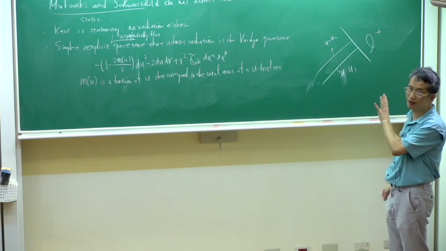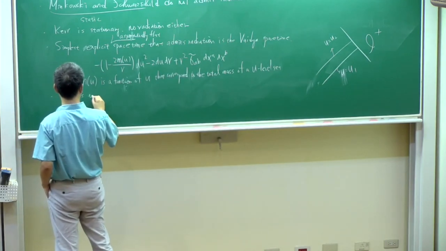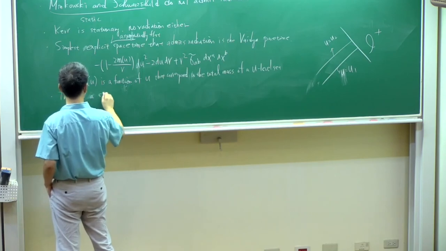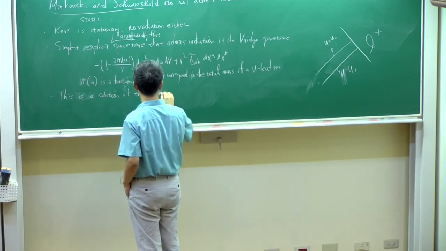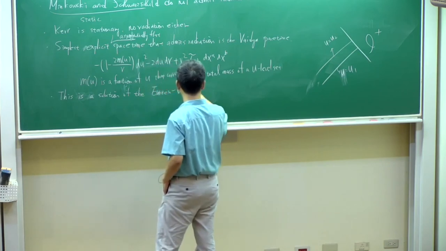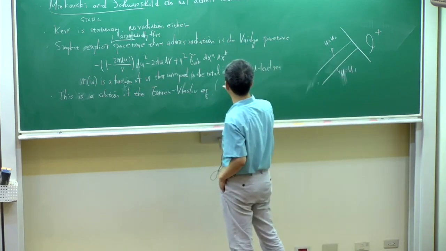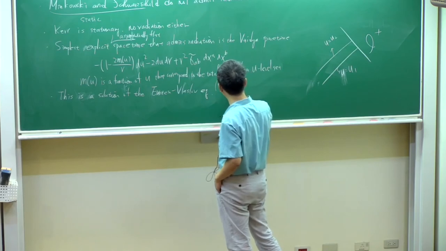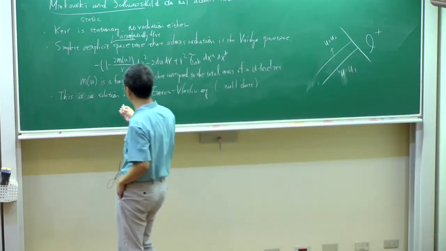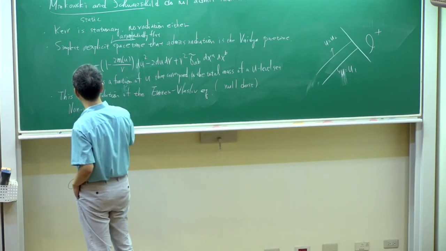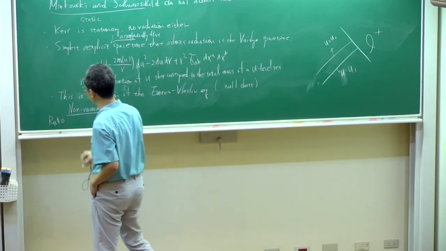And this function satisfies some interesting property. It turns out this spacetime doesn't satisfy the vacuum Einstein equation. This is actually a solution of the Einstein-Vlasov equation. It corresponds to a gravitational field coupled with null dust. So in particular, it doesn't satisfy the vacuum equation, so this is non-vacuum. You recall the vacuum equation corresponds to Ricci equal to zero. Okay, so Ricci is actually not equal to zero.